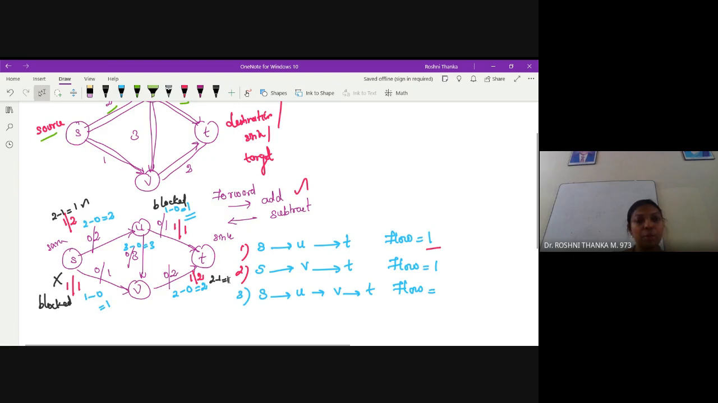So then what you have to do, you have to take the minimum of all these 3. So what is the minimum of all these 3? Here we have the capacity of 1, here we have 3 and here we have 1. So out of all this, the minimum capacity is 1. So through this path also we can send a flow of 1 volume of data at a time. So that is also we found.